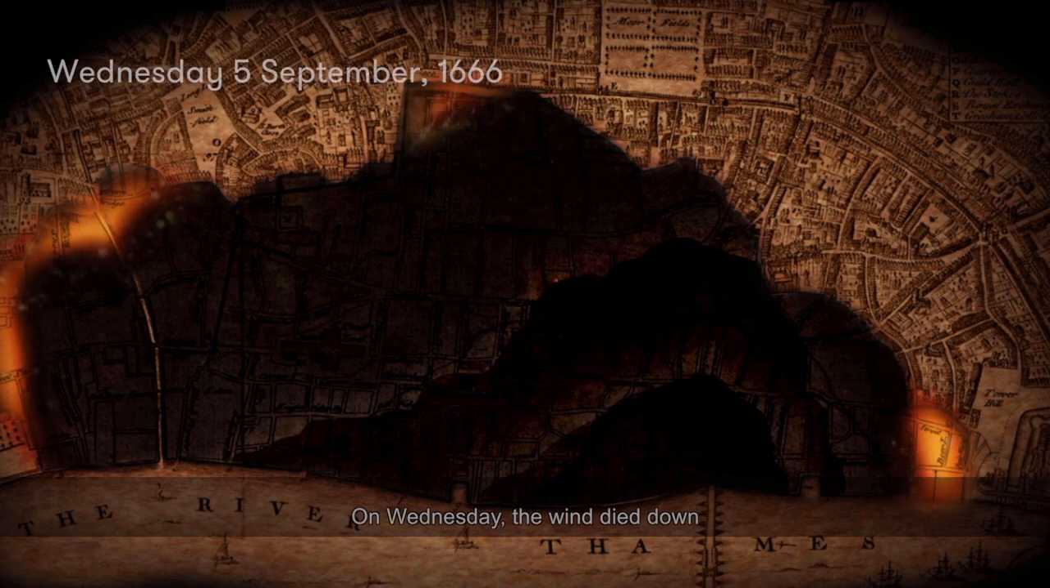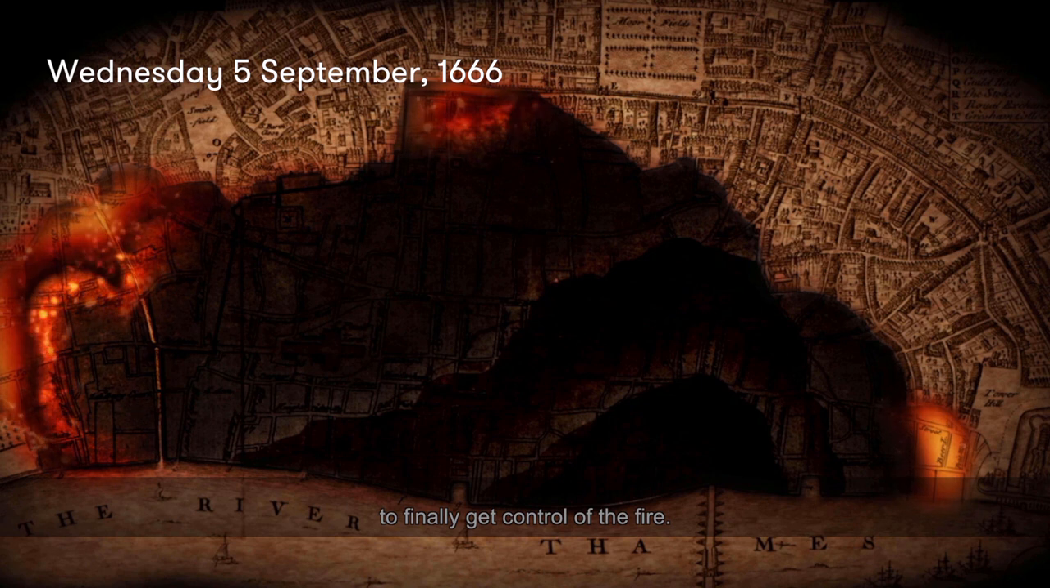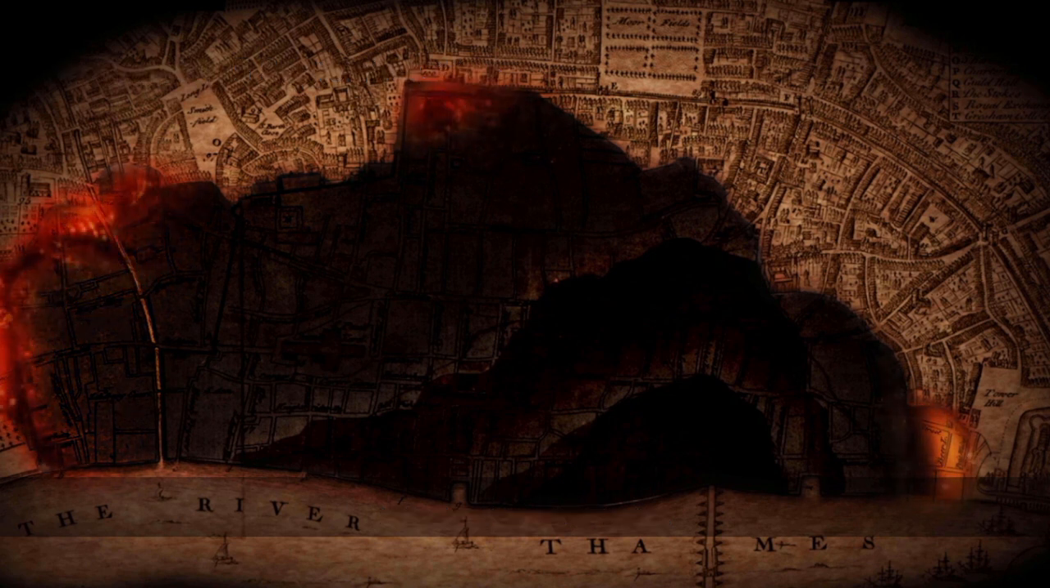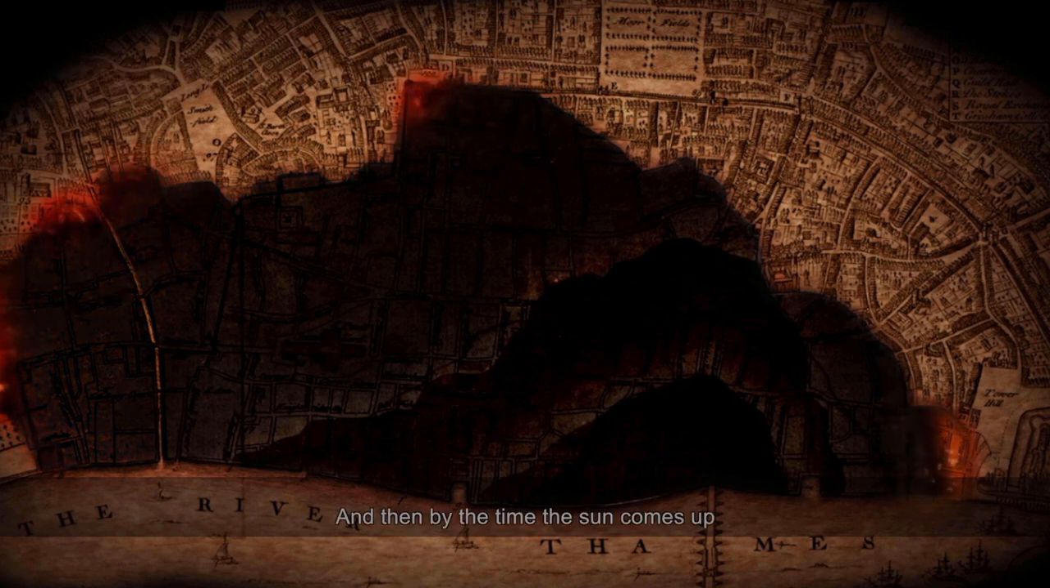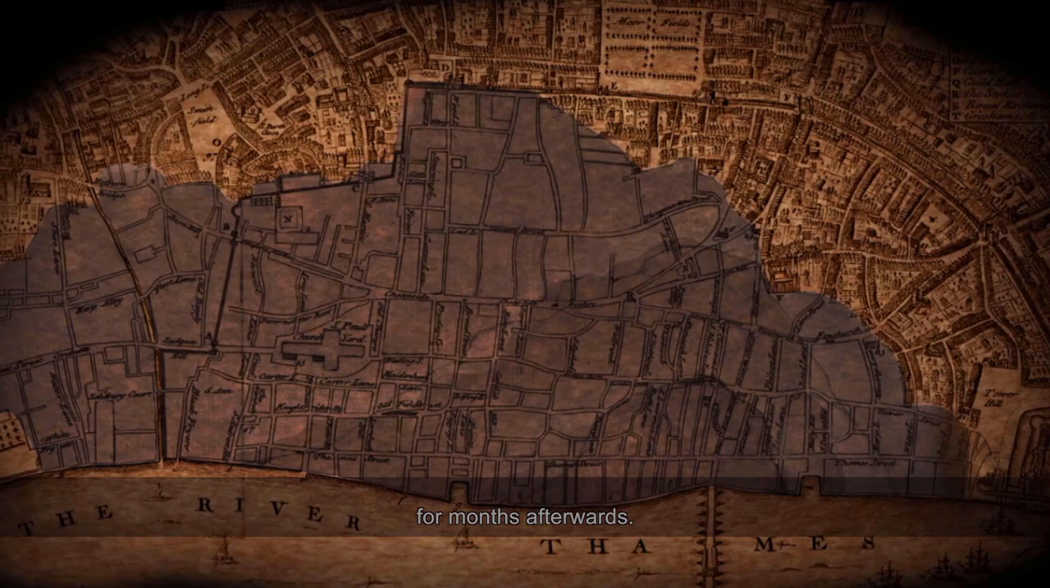On Wednesday, the wind died down, and that's when people started to be able to finally get control of the fire. And then by the time the sun comes up on Thursday morning, the fire is out, though some places actually smouldered for months afterwards.